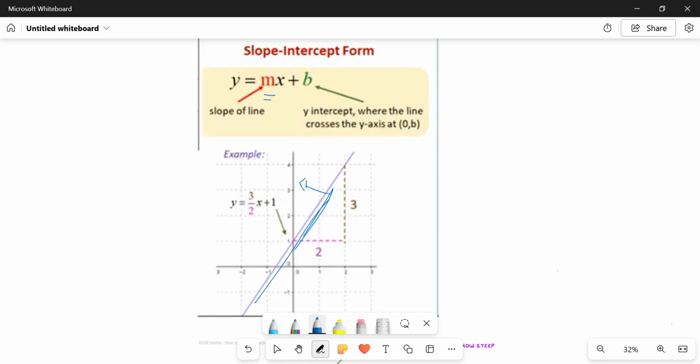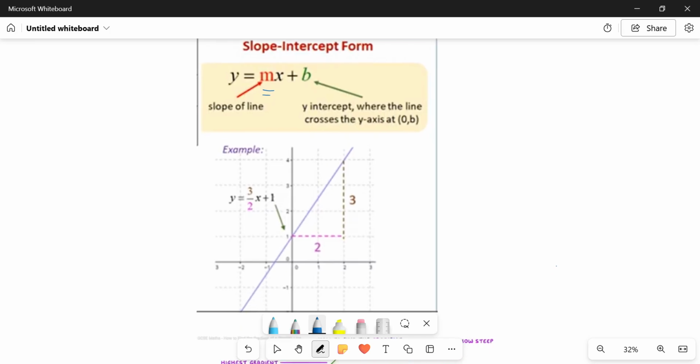There are different types of lines here, right? We will discuss them in the next diagram. But here, the explanation of this formula is that m shows the slope of a line, right? And b means where the line crosses the y-axis, that is, where this purple line hits the y-axis. So here, see this point.